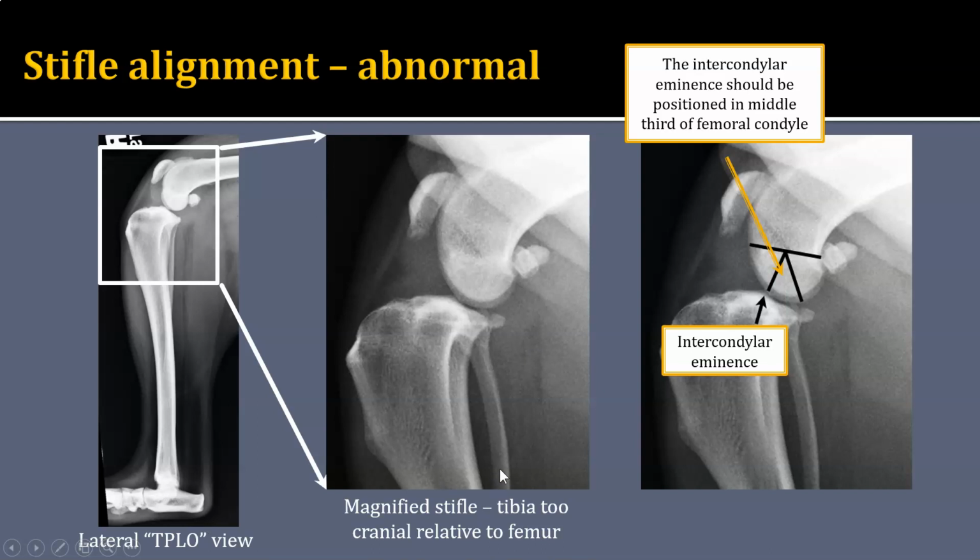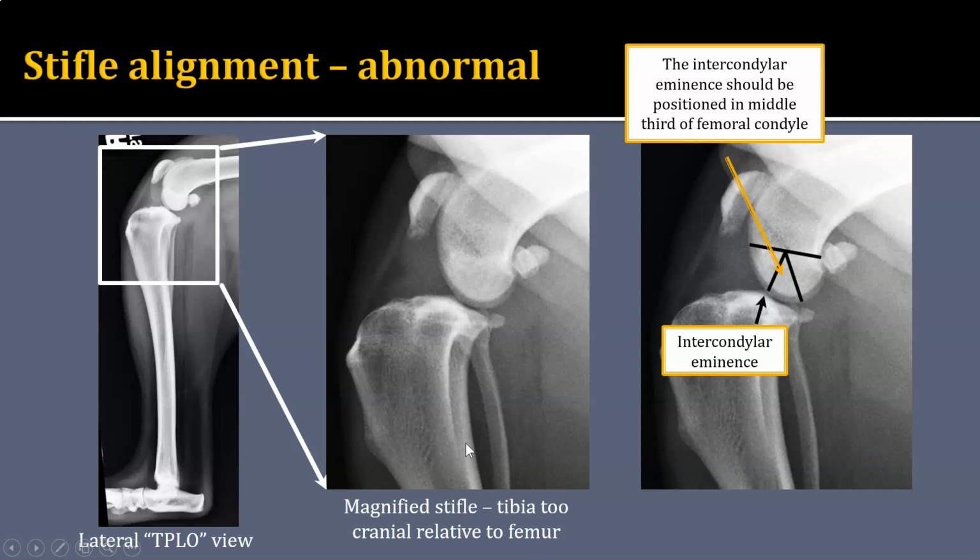When we look at our close-up view and we look at our alignment, we can see that this patient is actually not aligned. So again, we're going to draw a line across that physeal scar and we're going to divide the condyle roughly into thirds. And we're going to look for this intercondylar eminence. And in this patient, we can see that the intercondylar eminence is actually lining up with kind of the juncture of the more cranial and middle third. If you go back to the last patient, it should be in kind of the middle of the middle third. So this patient actually has a tibia that is too cranial relative to the femur.